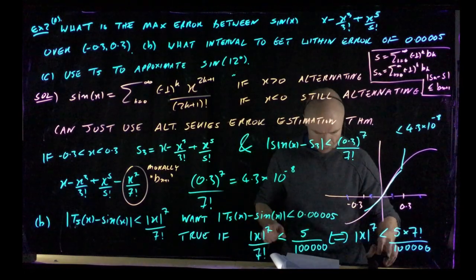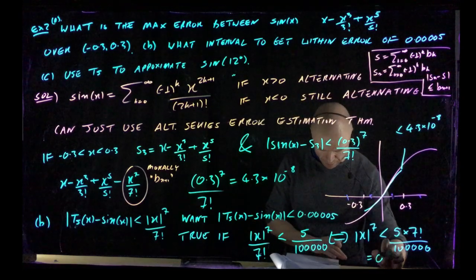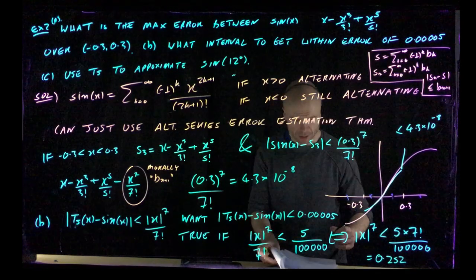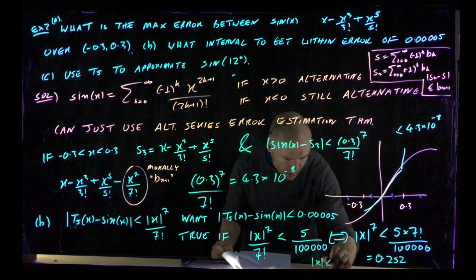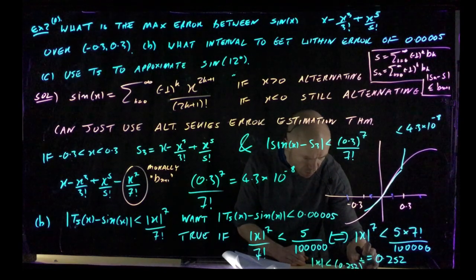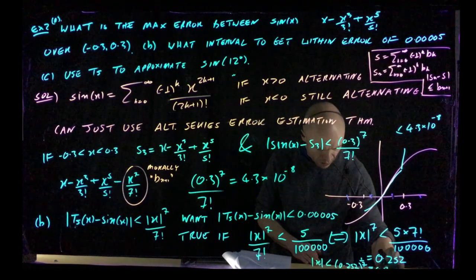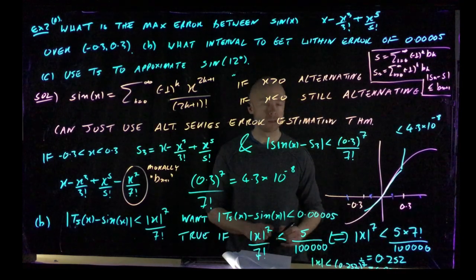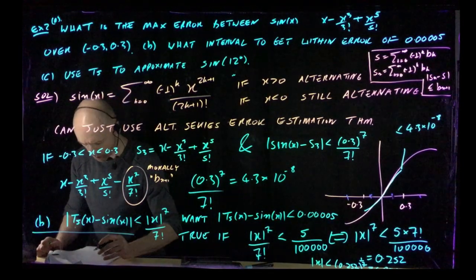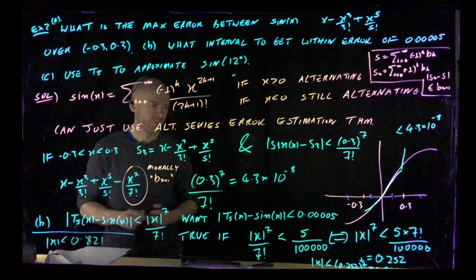And that is equal to 0.252. So the actual answer is when mod x is less than the seventh root of this quantity, 0.252 to the 1 over 7. Okay, and that is like 0.821. I fear you might not be able to see that, so let me put this somewhere else. Put it over here, say. So the actual answer is we just need x to be less than 0.821, which is way bigger.